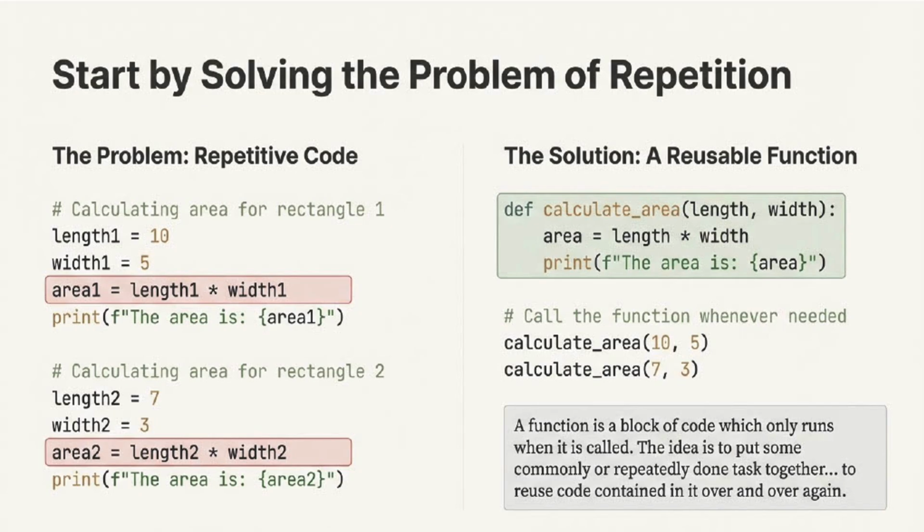Instead of repeating the same code, we create a function called calculate_area. The function takes length and width as input, calculates the area and prints the result. Now, whenever we need the area, we simply call the function with different values. This makes the code shorter, cleaner and reusable.